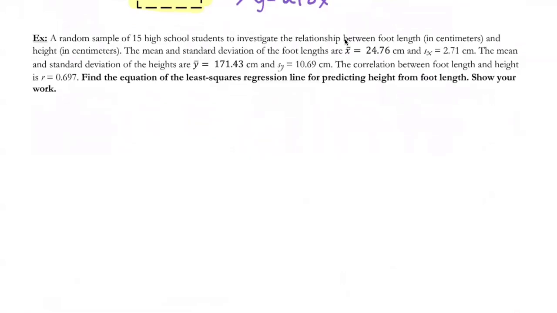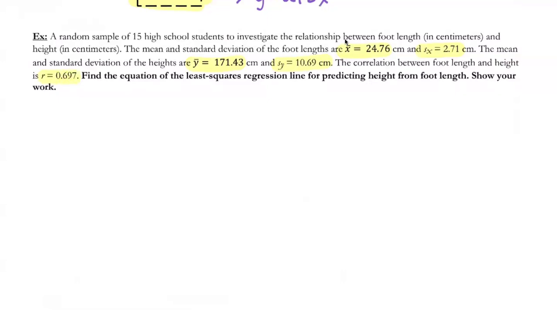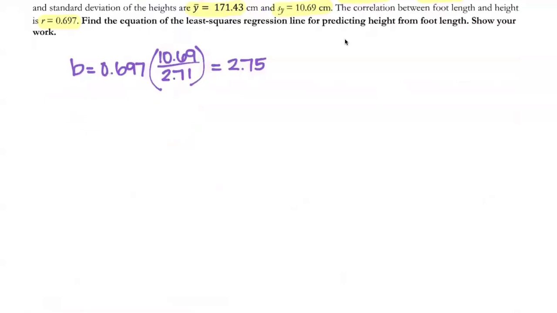They already gave us all the important info. Always love to make sure that we're highlighting that. And they may not always tell you what's X and Y, so you have to make sure you're paying attention to what's your explanatory and what's your response. So here, I'm going to go ahead and solve for B. I will plug in my R value, 0.697 times the standard deviation of Y, which is 10.69, divided by the standard deviation of X, which is 2.71. And then if we plug that into our calculators, we get a value of 2.75. So that's B.